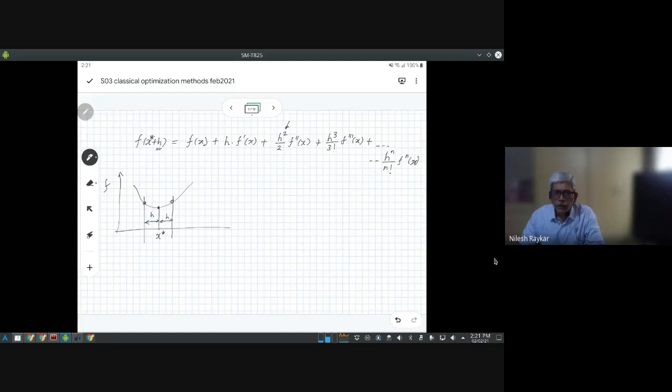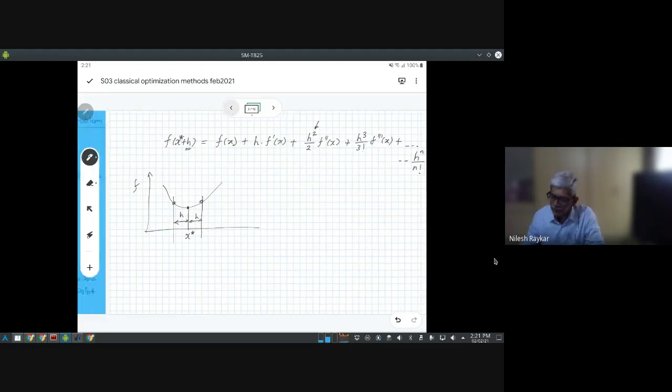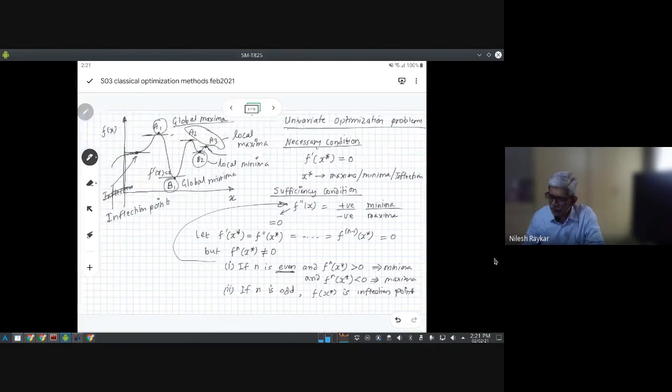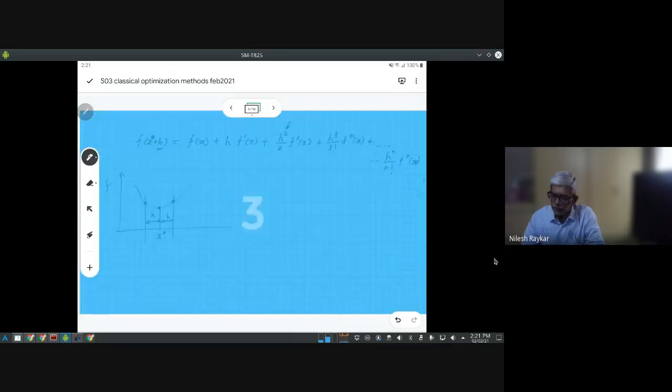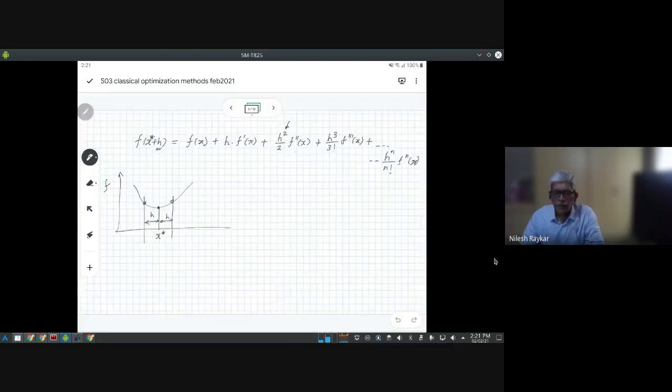Whenever the power n is even, you are getting the first non-zero term, what we discussed in the previous slide: n is even and that derivative value is non-zero. So for example, if the second derivative is non-zero and the first derivative is 0, that means this term is 0 and this term is non-zero. So whether h is positive or negative, the h square term will always be positive.